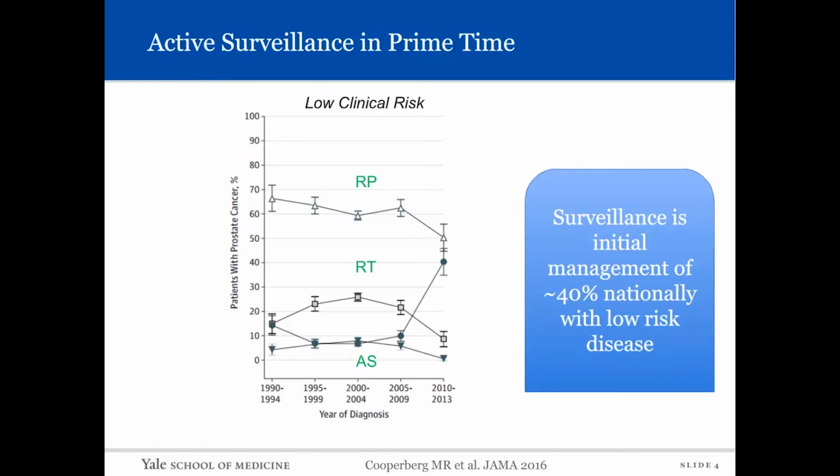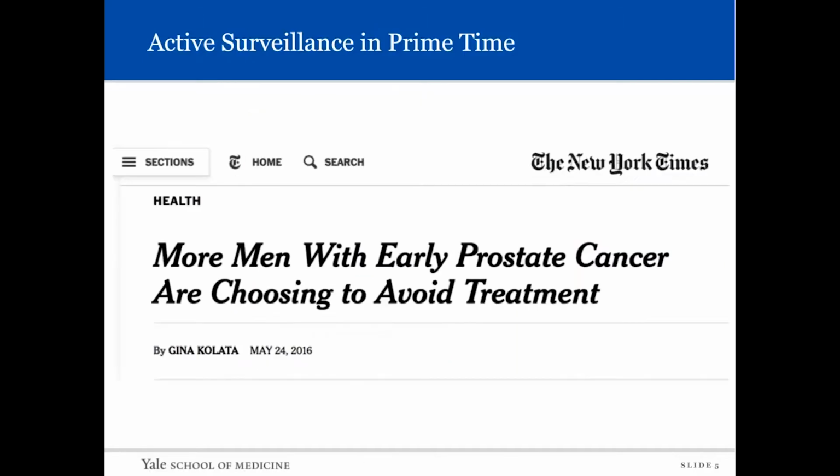And if you look at the trends nationally in the United States, this is data from the CAPSURE registry. Surveillance has really taken a big spike. This is data published from Matt Cooperberg and Peter Carroll last year. But the utilization of surveillance is up near 40% nationally. I think we have a ways to go, and we are probably going to continue to see an increase, but we're officially in prime time here. And people are taking notice. This was a headline in the New York Times back in May saying that more men with early prostate cancer are choosing to avoid treatment. So this has really clearly gathered attention, not only academically, but among our patients as well.